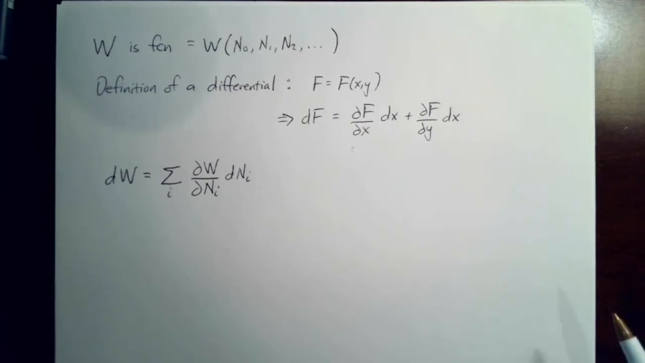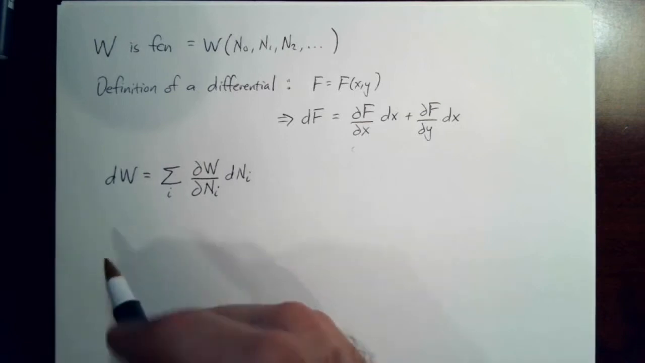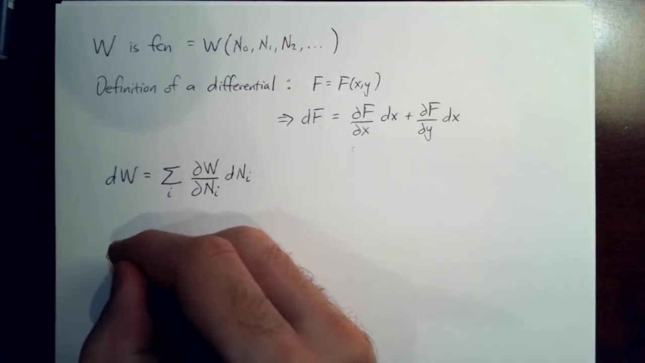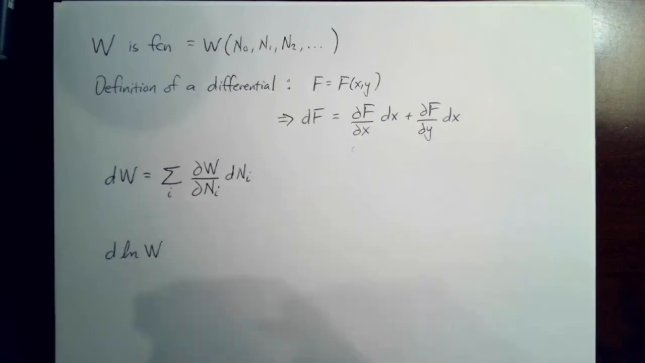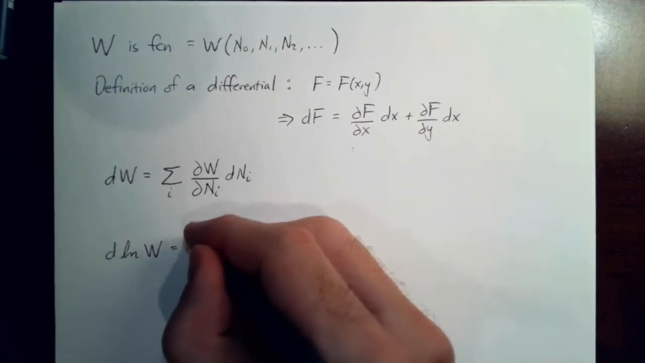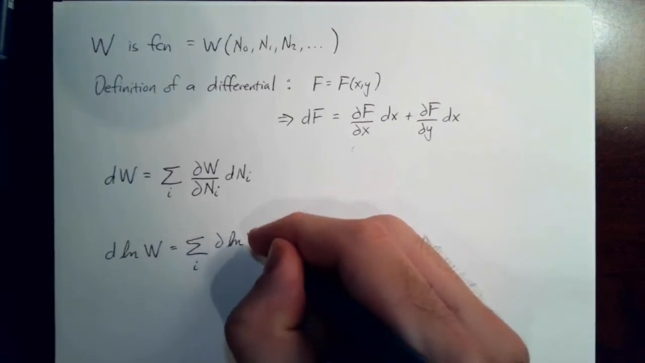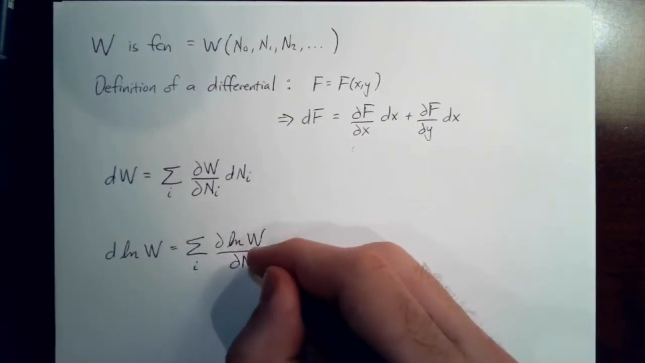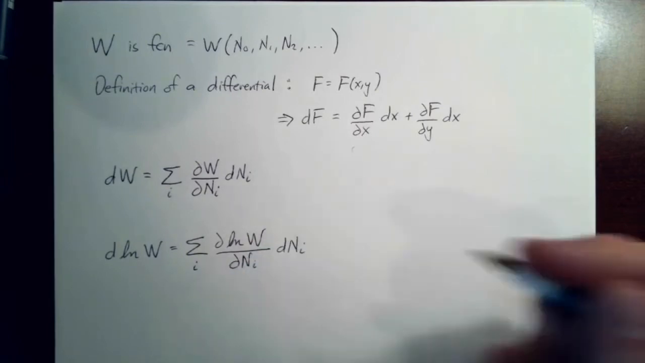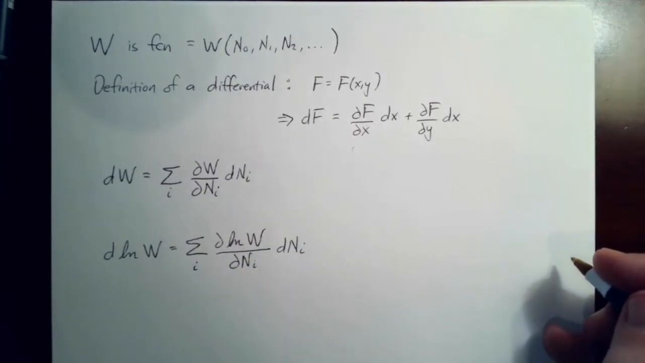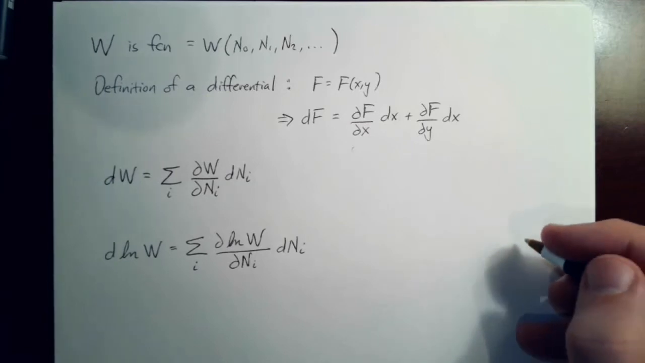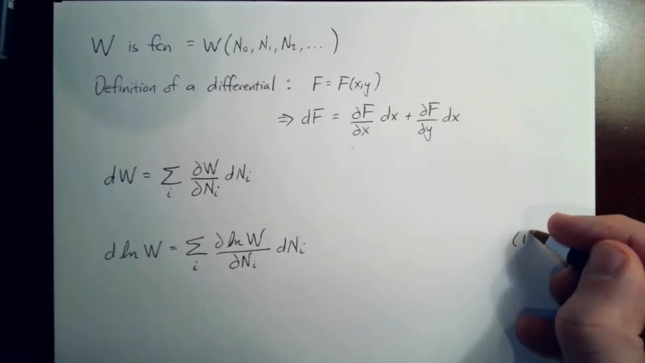Okay, but earlier we were talking about taking the natural log of W because it's useful. We can use Stirling's approximation among other reasons. So let's do that. So instead of looking at the differential of W, let's look at the differential of the natural log of W. And the formula doesn't change much. All I do is replace W with natural log of W. And this is an important equation that's going to come up again. Let me call this equation 1.